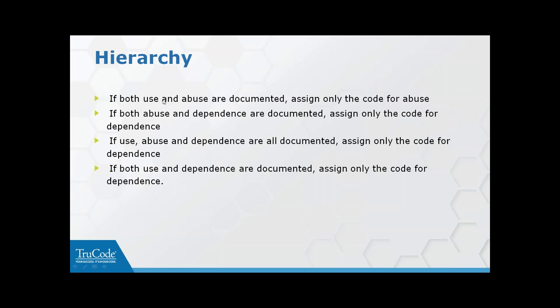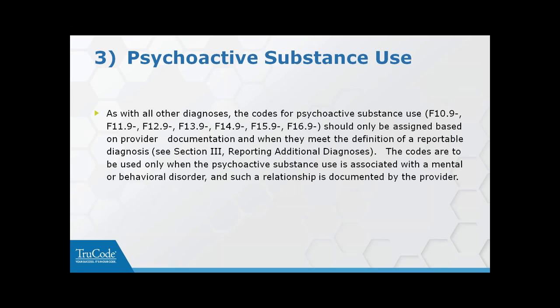So it says, for example, if they have both use and abuse of the same element or the same alcohol, same drug, then you're only going to code the highest one there. If they have both abuse and dependence, dependence is going to be the highest one, so you're only going to code for dependence, and so forth. So again, you can see that use is the lowest level, abuse is the second level, and then dependence is the third and highest level of the hierarchy. Remember, we're talking about if it's one substance, and the doctor says multiple of these terms in describing that particular one substance.